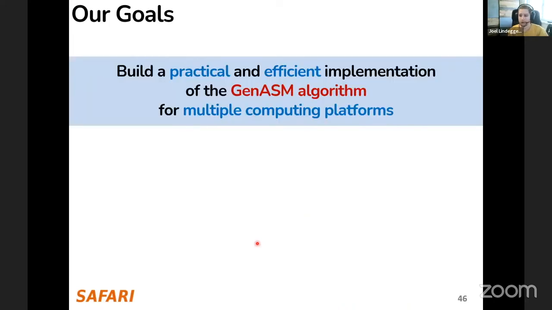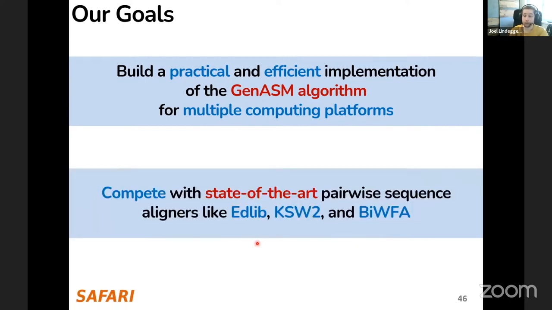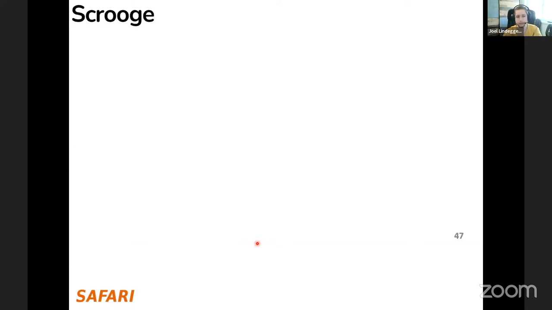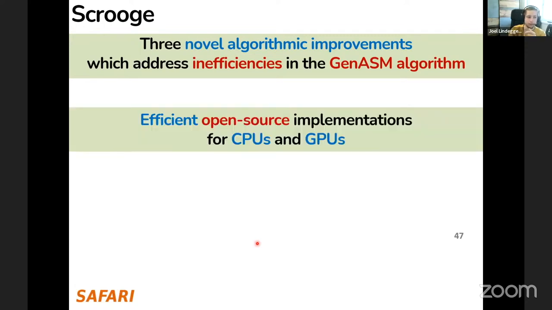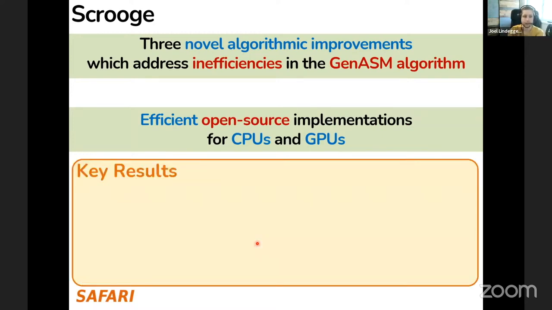Here our goal was to build a practical and efficient implementation of the GenASM algorithm for multiple computing platforms. Before, we just had an ASIC, and we want to compete with state-of-the-art pairwise sequence aligners like EDlib, KSW2, and BiWFA on all of these computing platforms. To this end, we propose Scrooge, and Scrooge includes 3 novel algorithmic improvements on top of what I just showed, which address some inefficiencies in that algorithm that I'm going to show in a second. It also includes efficient open source implementations for CPUs and GPUs that are all available on GitHub.